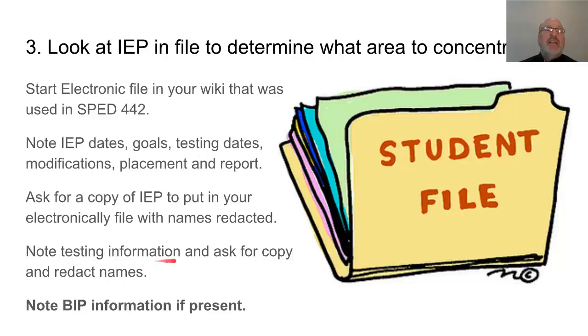And then testing information, that maybe you can get a copy of that, of the IQ test, any achievement tests. And then also important, I want you to address is anything in there about behavior intervention plans. And you don't have to necessarily address this in this process, but you need to be aware of it. As we found in our studies, it's a big part of working with these kids.